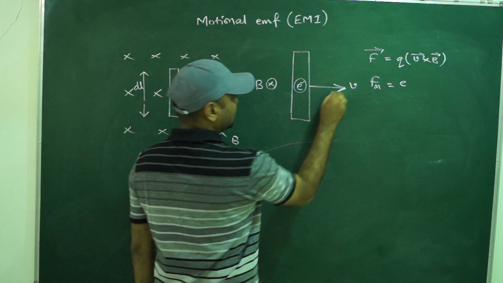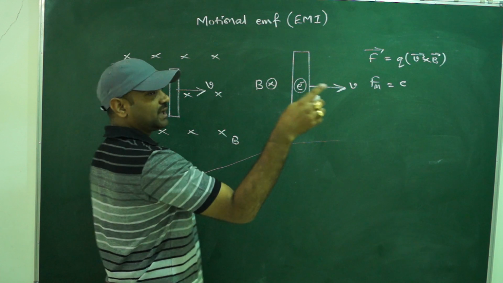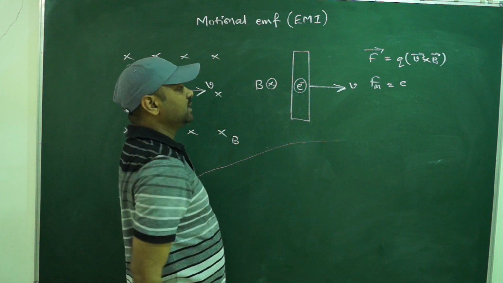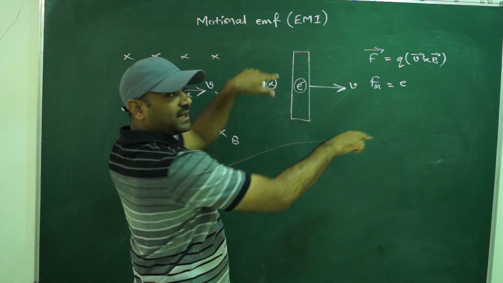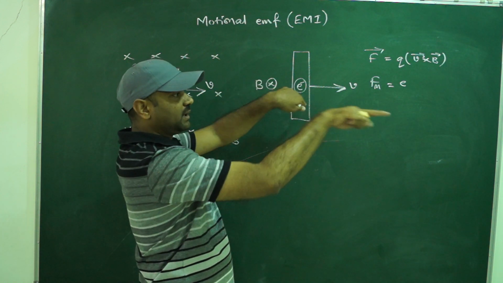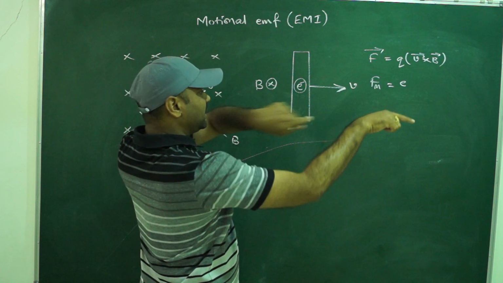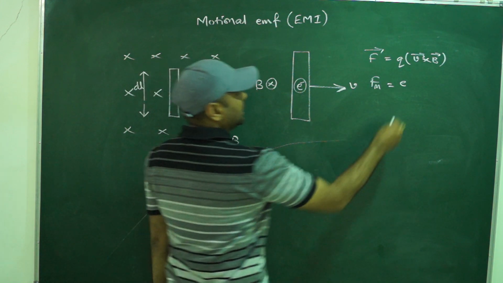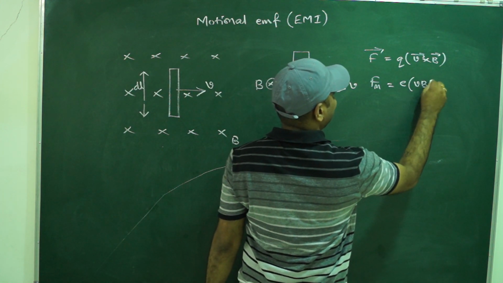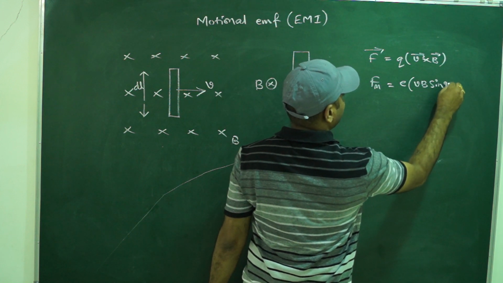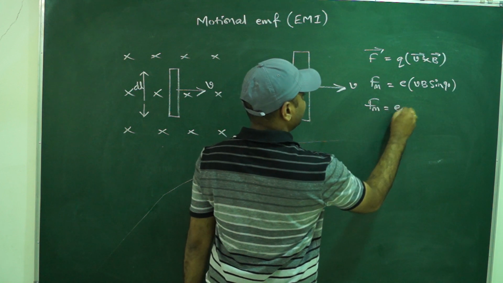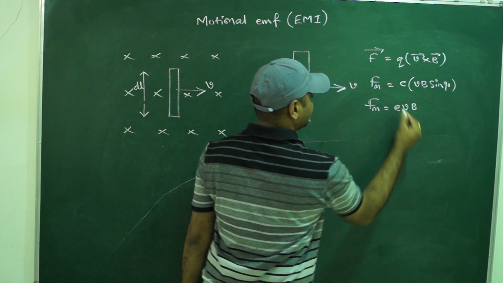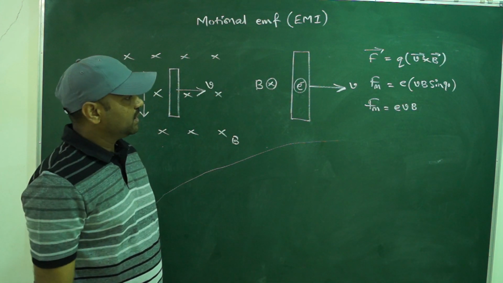V bar is on the board towards the right, whereas B bar is into the board, so the angle between v bar and B bar is 90 degrees. The magnitude is vB sine 90. So ultimately, the force due to the magnetic field is Fm equals e v B.